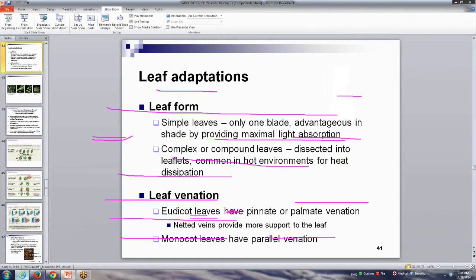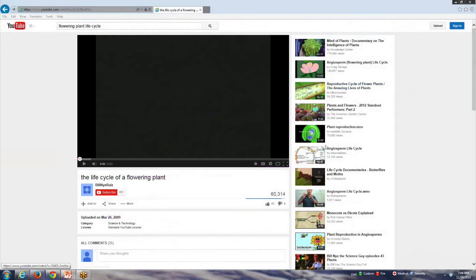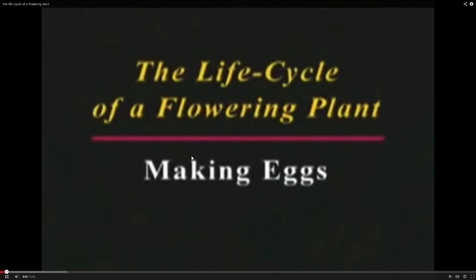I want to go ahead and wrap it up and show you just a brief little video of the flowering plant life cycle, which we've talked about so many times before. But let's go ahead and examine that briefly. The life cycle of a flowering plant is complex and a bit difficult to understand.